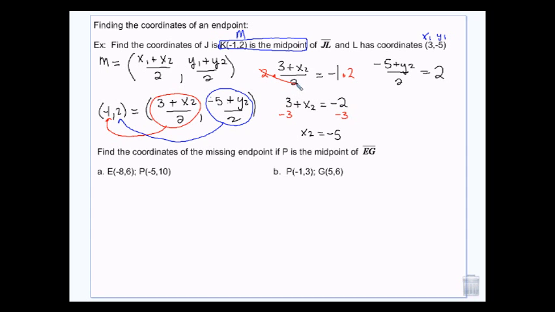So we're going backwards. So on this one, we'll do the same thing. Because this is divided by 2, I'm going to multiply by 2. And those 2's will cancel each other out. And I get negative 5 plus y2 is equal to 4. Add 5 to both sides. And I get y2 is equal to 9. So my end is negative 5, 9.